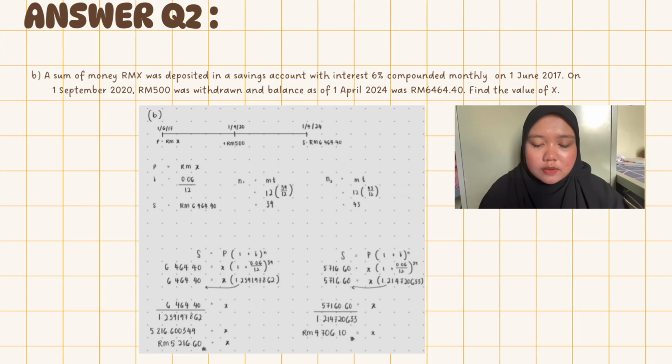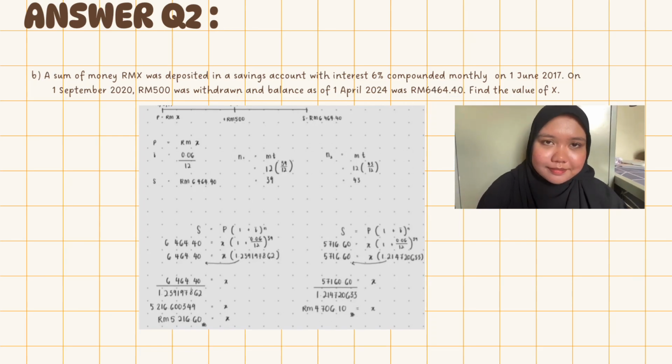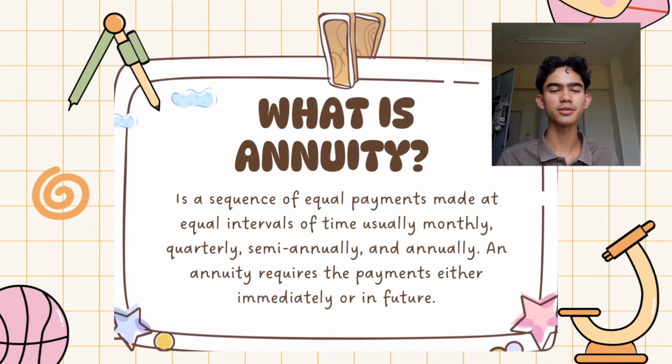We're going to use the same formula again. S we're going to use 5716.60, divided by (1 plus 0.06 per 12) to the power of 39, and we're going to calculate 1 plus 0.06 per 12 in bracket 39. We're going to get 1.21472063, and we're going to divide 5716.60 by that, and we're going to get the final answer of RM4706.10.